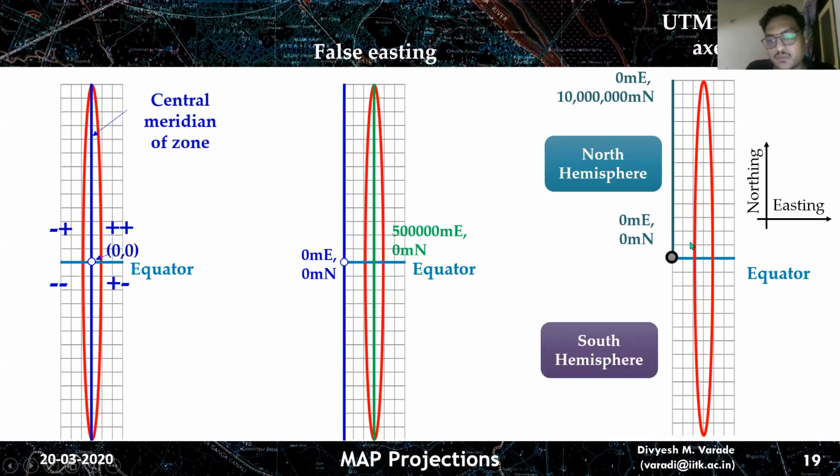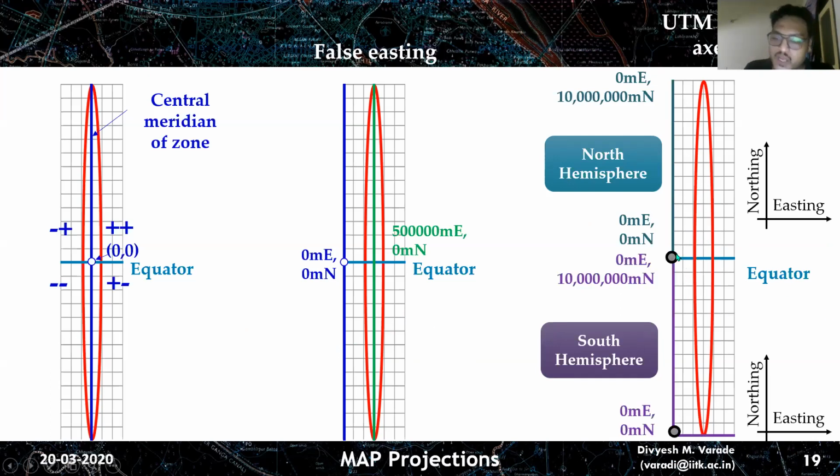In the case of the southern hemisphere, however, we again need to shift the origin, because if we follow the same criteria, we again have the negative easting. We want to avoid that, and therefore for the southern hemisphere we again shift the origin to the bottom, as shown here. So all we have to do is specify the hemisphere we are in, and our Cartesian grid works.